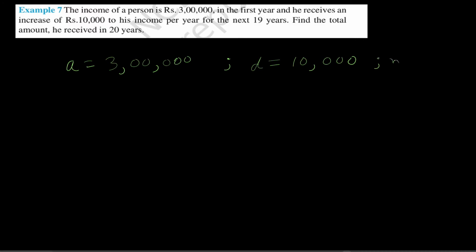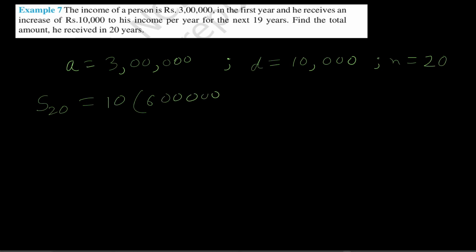So what is the question? n is 20. We have an AP with this first term and this common difference. We need to find the total amount he received in 20 years, that is the sum of the first 20 terms of this AP. That is, we need to find S20. S20 is equal to n divided by 2, so 20 divided by 2 is 10, times 2a, where 2a will be 6 lakh.